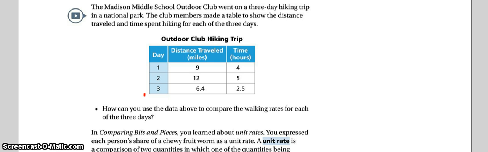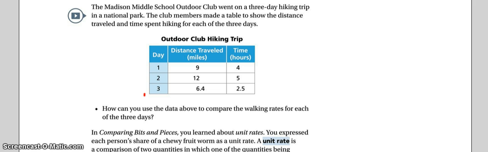On day 1, they traveled 9 miles, and it took them 4 hours to do that. And day 2, they traveled 12 miles in 5 hours. And on day 3, they traveled 6.4 miles in 2.5 hours. How can you use the data above to compare the walking rates for each of the 3 days?